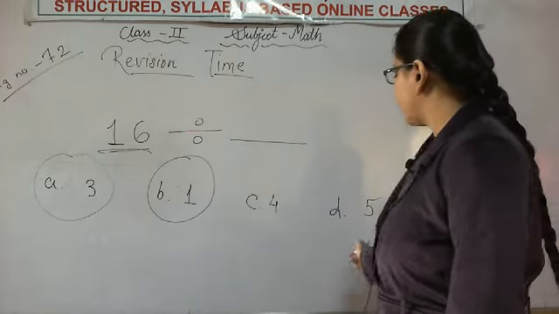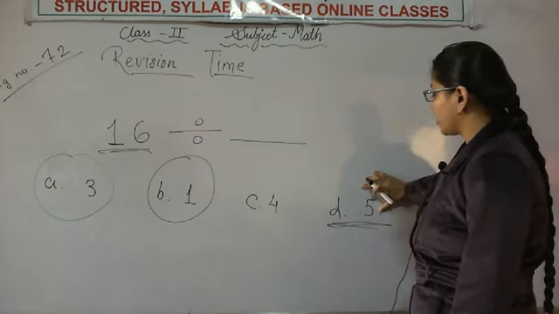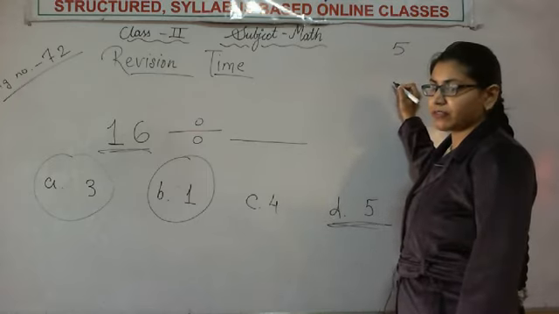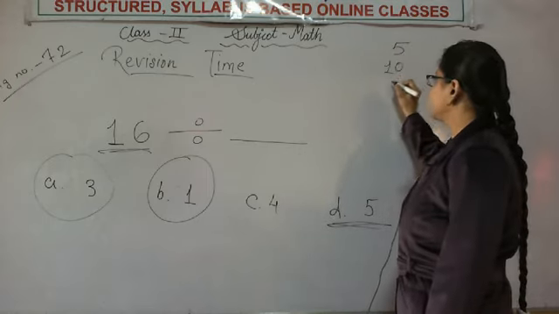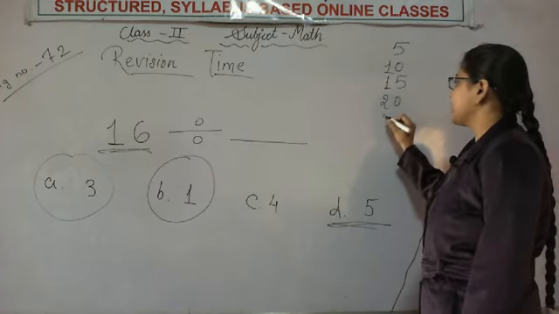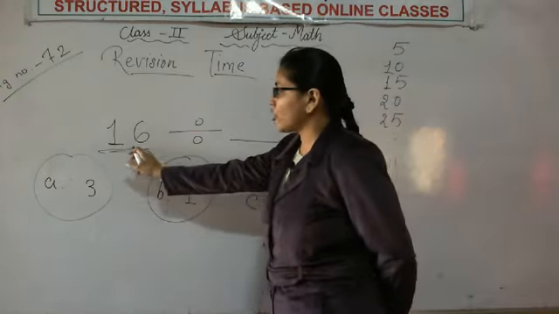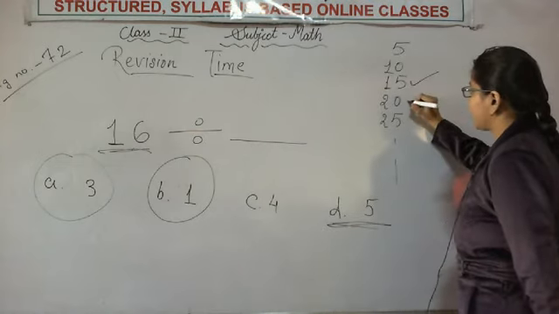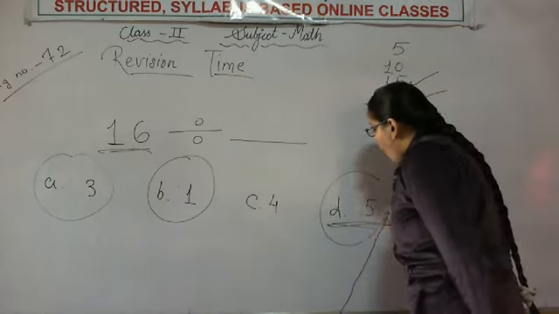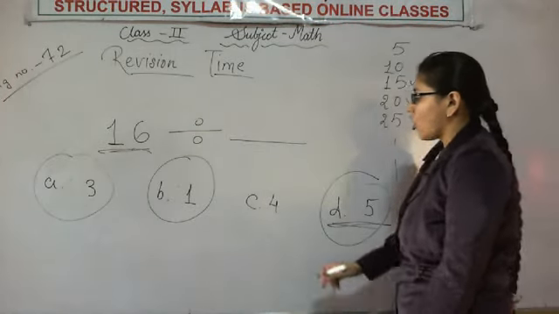Now the next one. First of all, let's check for option D. For this, we need to see the table of 5. All of you recite. 5 ones are 5, 5 twos are 10, 5 threes are 15, 5 fours are 20, 5 fives are 25. Oh, we want 16. After 15 we got 20, and later also we will not get 16, means this also can't be our correct option. So option C is left.